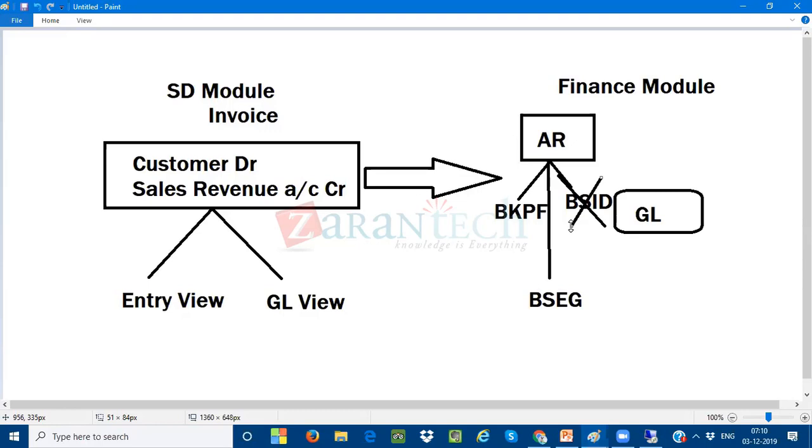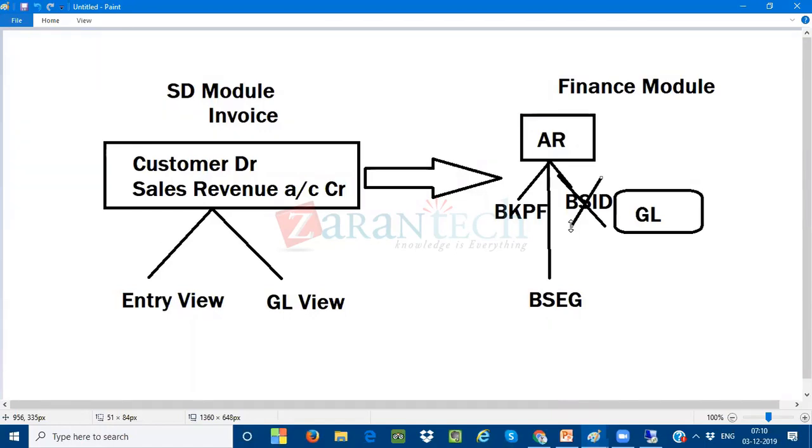Sorry to interrupt. So even before going to S/4, just within ECC itself, when you have this posting for an AR, you can see the data in BSEG, right? BSEG and in BSID also.